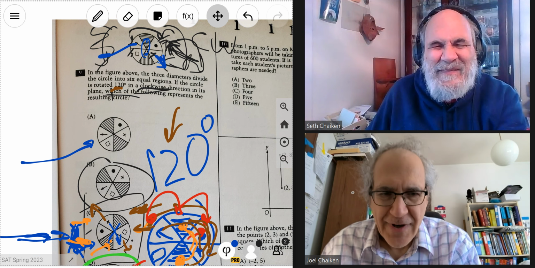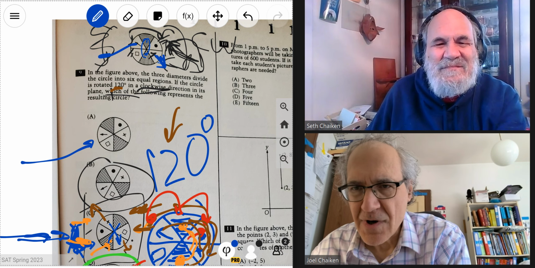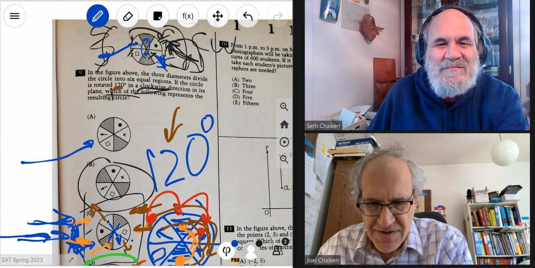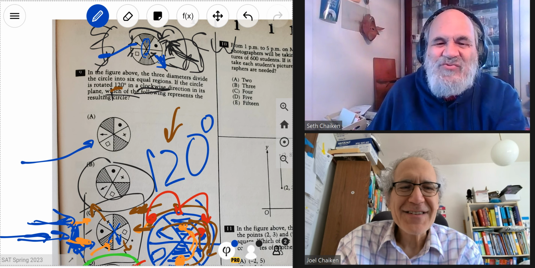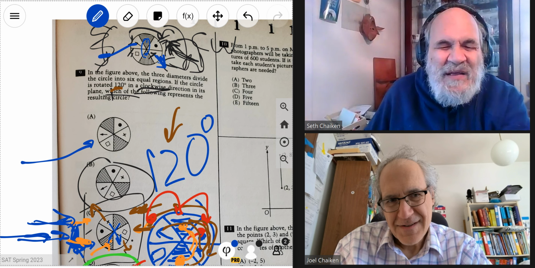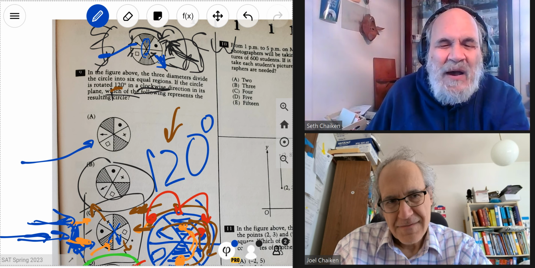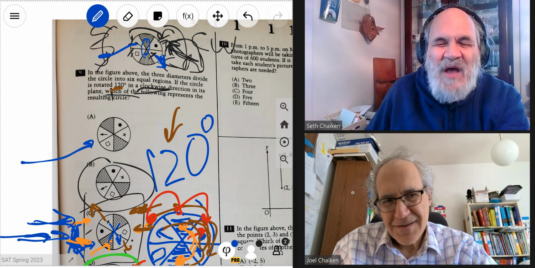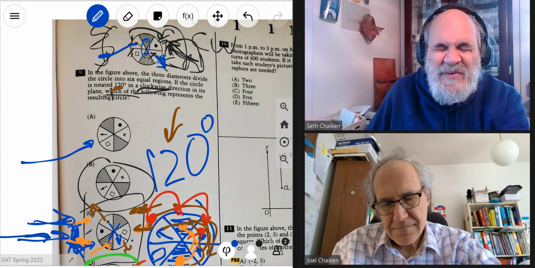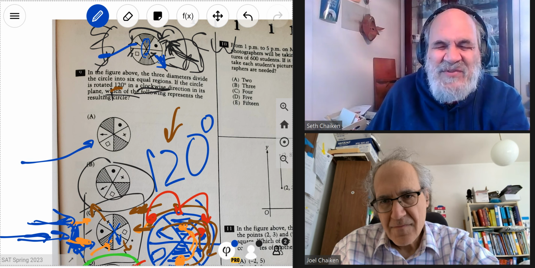No, Seth, that's not my point. My point is I want to see why this is wrong. I want to know exactly why this is wrong because I'm a little suspicious of this one. Well, it's wrong, Seth, because it's a rotation that's some odd multiple of 30. And look at the number 120. 120 is an even multiple of 30. 120 is 4 times 30.